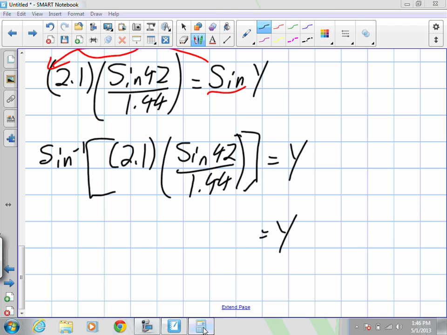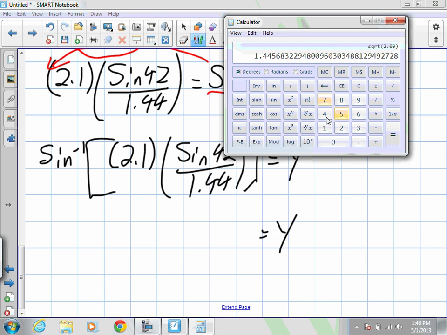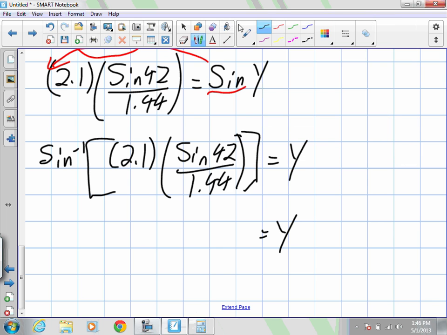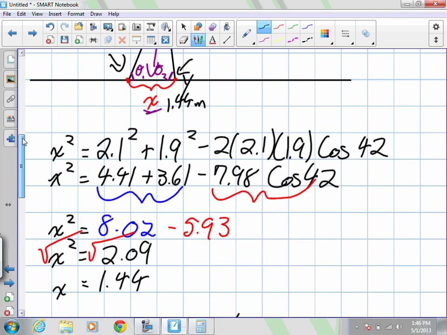Let's try this out. 42 sine divided by 1.44 times 2.1, and then the inverse of sine, 77.37. So we're going to say approximately 77 degrees. So that was this angle here being 77 degrees.